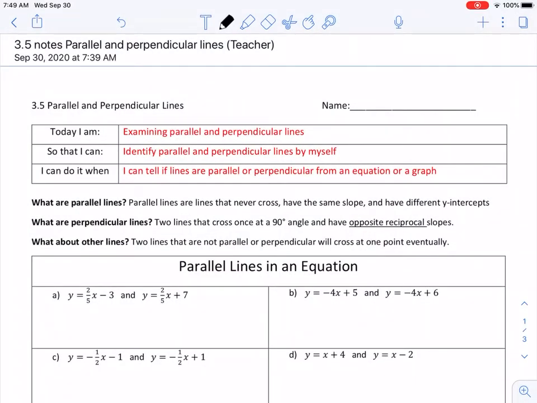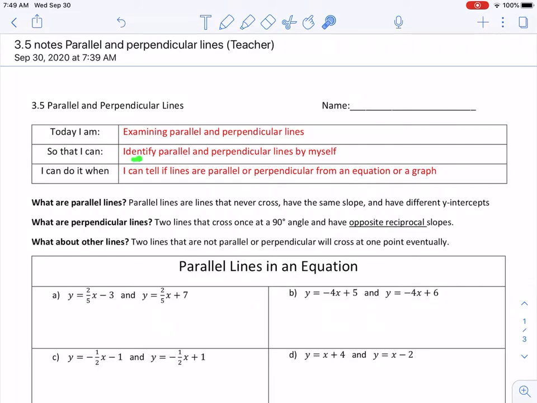All right, we're going to be taking a look at 3.5, working with parallel and perpendicular lines. So today we're going to examine parallel and perpendicular lines so that you can identify them by yourselves. You'll be able to look at an equation and say, oh, those are parallel or perpendicular lines.